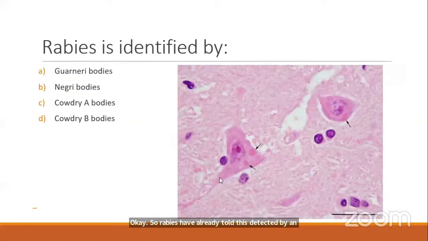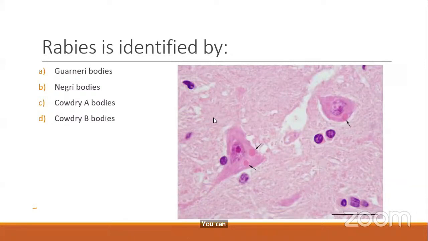This is a Purkinje cell, especially seen in the cerebellar region, where you can see inside the cytoplasm an eosinophilic intracytoplasmic inclusion body. These are typical of rabies and are pathognomonic. It's not seen in all the cases, but if it is seen, it is pathognomonic.